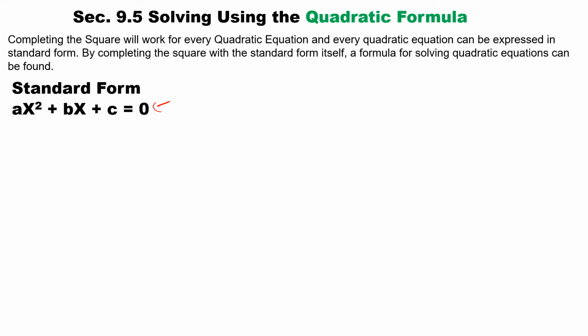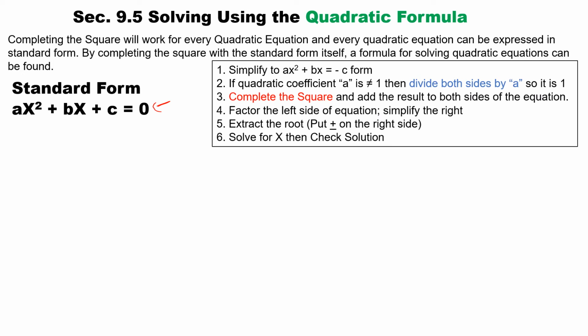Let's go ahead and put up here the rules that we were using in the previous section. If you remember, the first thing you're supposed to do with that standard form is simplify to the ax squared plus bx equals minus c form. So I'm going to subtract c from both sides. And then the next thing is it says if the quadratic coefficient a is not 1, then divide both sides by a, so it is 1.